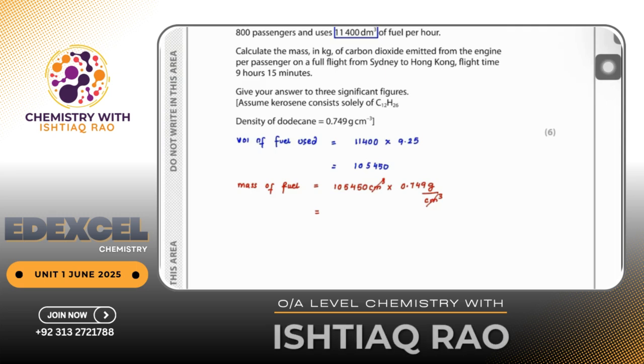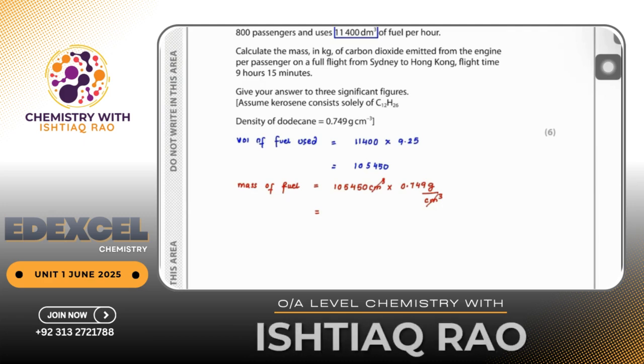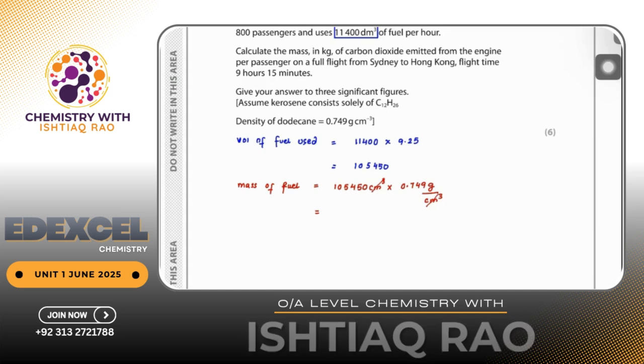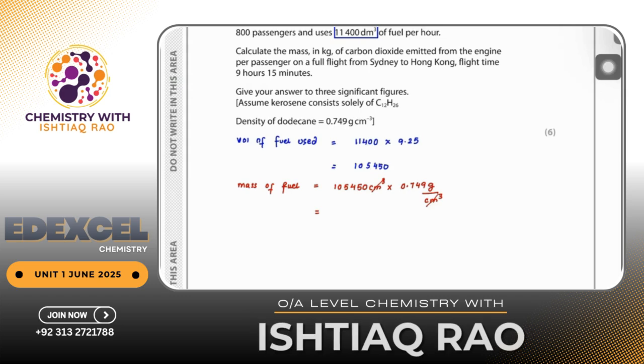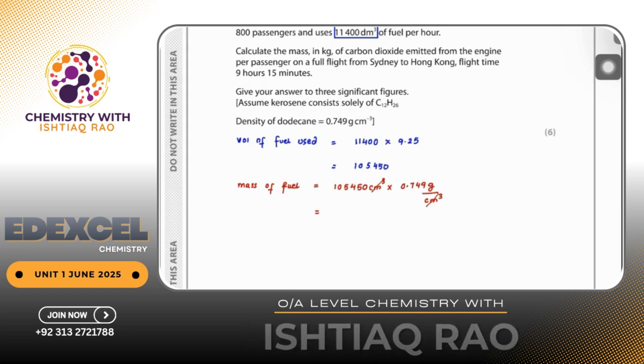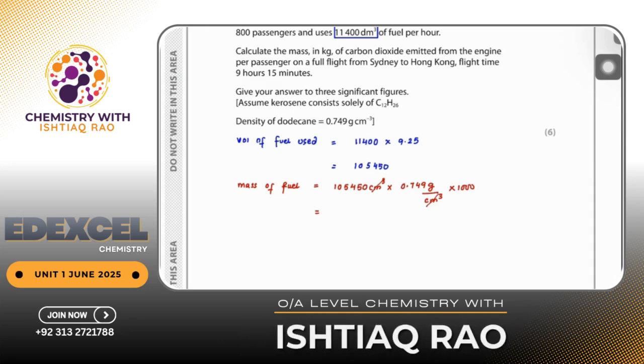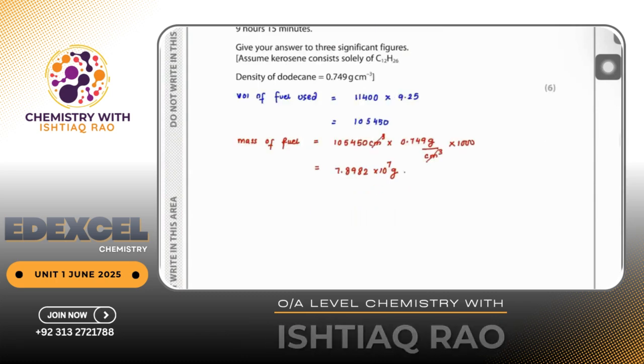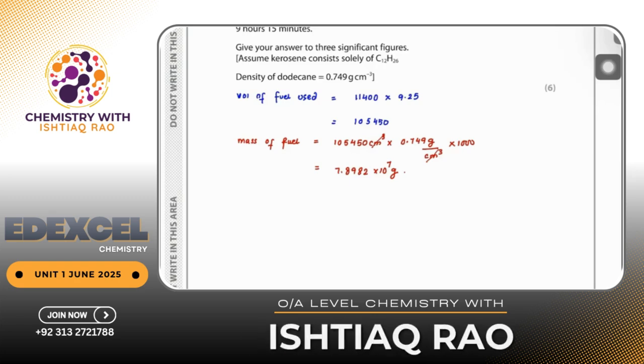Of course, you have to convert this into decimeter cube because I got the answer in decimeter cube. So I'm going to multiply this by 1000 as well. So the answer would be 7.8982 times 10 to the power 7 in grams. So this is the total mass of fuel which will be consumed in a total journey, right?